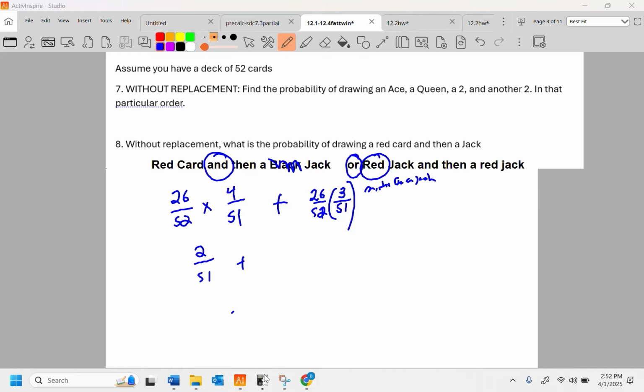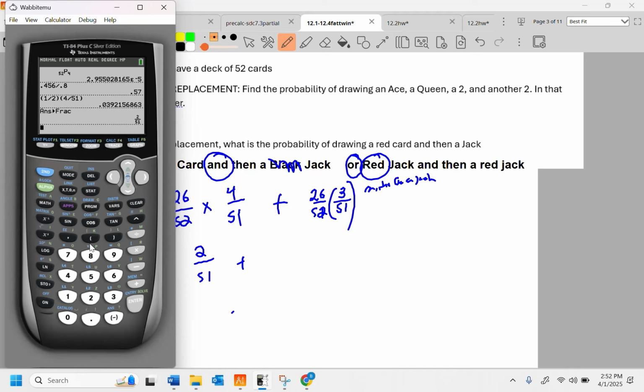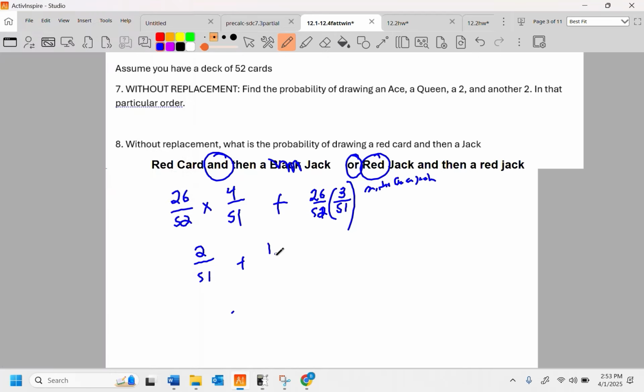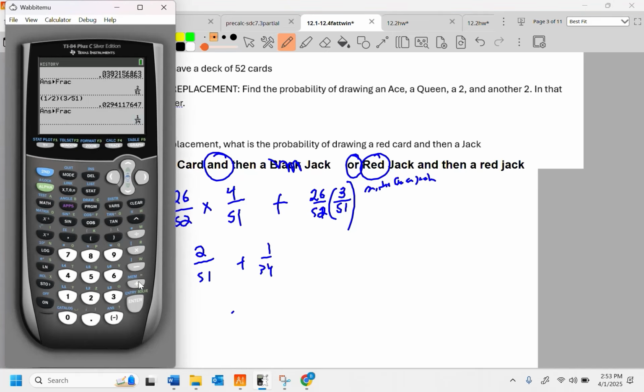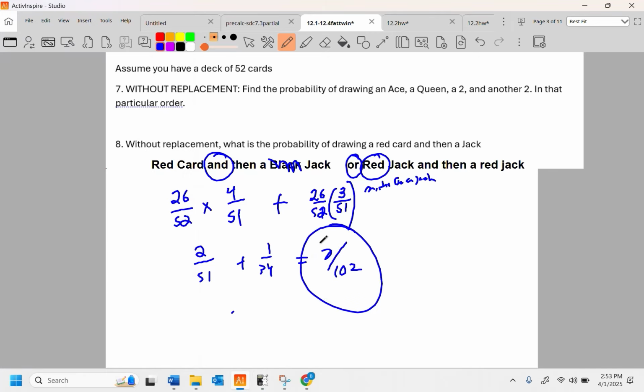The other side here, we've got 26 over 52, which is a half. And we're going to multiply it by 3 over 51. That should be 3 over 102. One over 34. Yeah, that would reduce that. And then we add these two things together, and we see what we get. Some of you guys haven't quite figured out how to use your calculator yet, and you just sit there and waste all your life pushing buttons. 7 over 102. That's the odds of that happening.